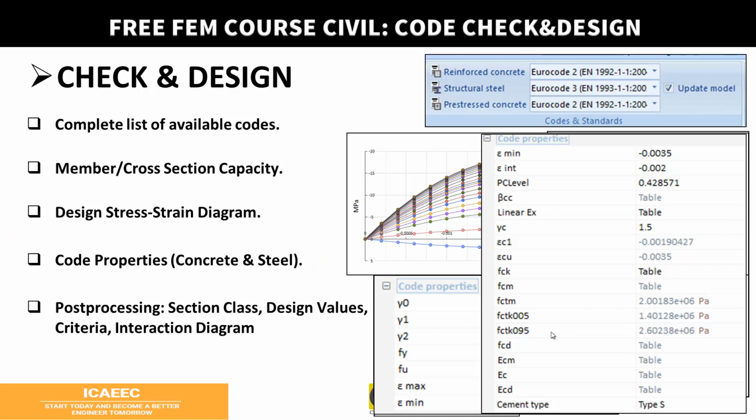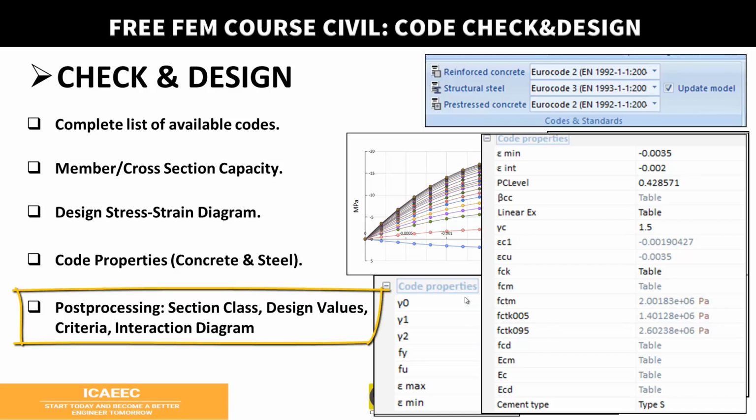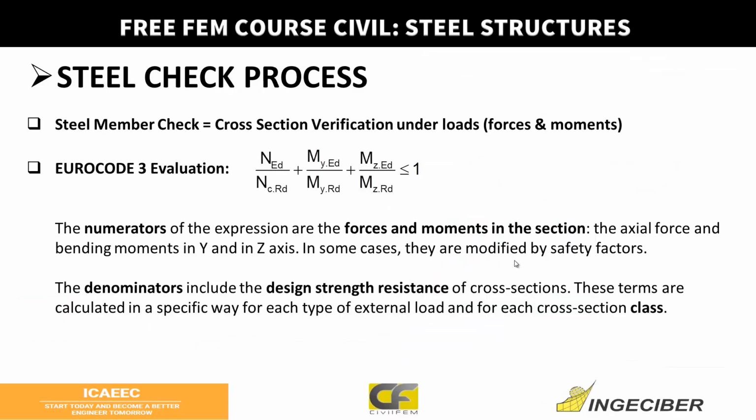You will have new result files after the check and design processes, and they will give you the typical code and standards results: class of the section, class 1, 2, 3 or 4 for Eurocodes, or compact, non-compact, slender for the American steel codes, design values and resistance, the total criterion, whether the cross-section is safe or not safe, interaction diagram, etc.